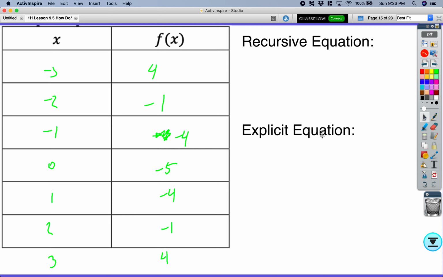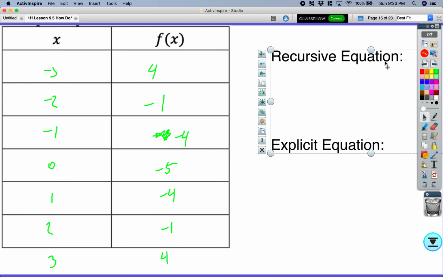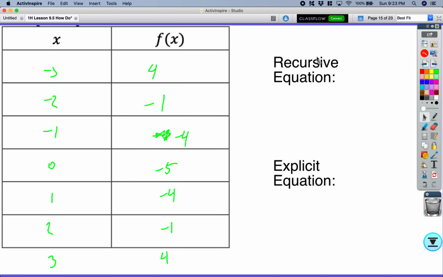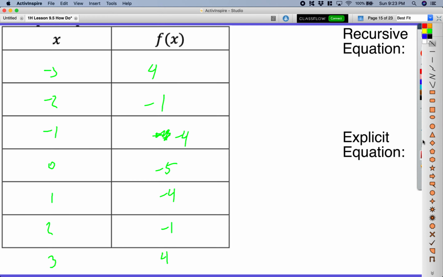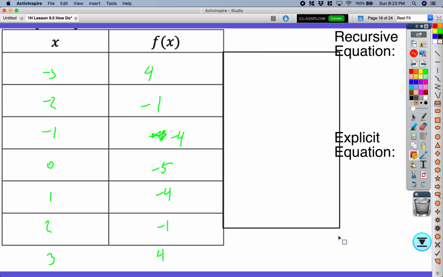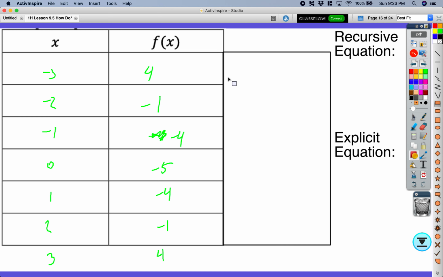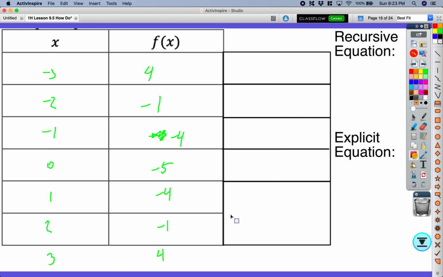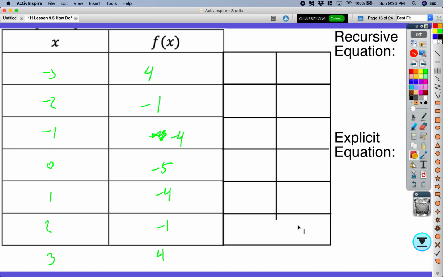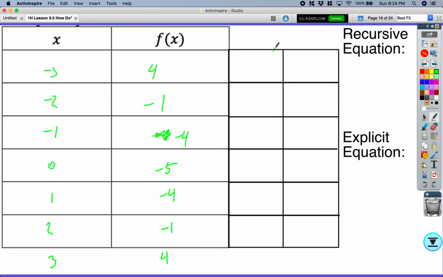So really quickly, in order to find the recursive formula, go ahead and shrink this just a little bit to make a little bit more room. What we want to do is be able to identify the first and second difference. So in order to do that, let's go ahead and look at this table really quickly. Let's go ahead and look at the first difference.